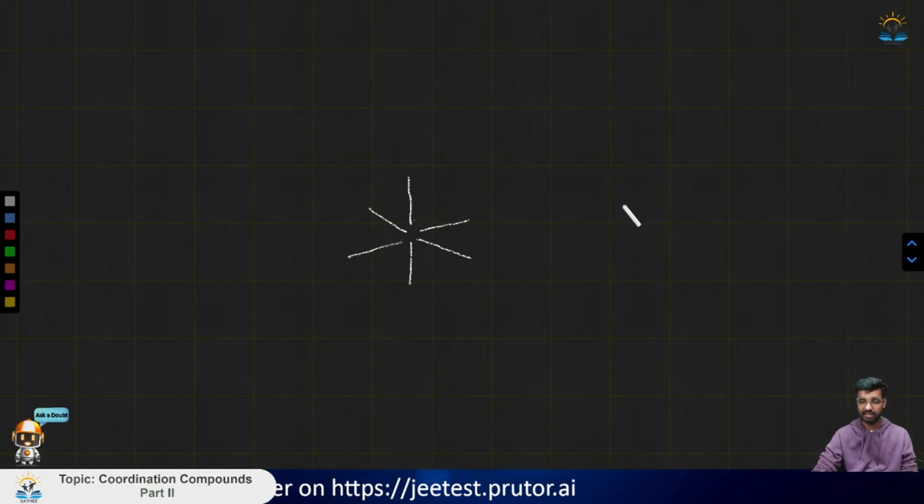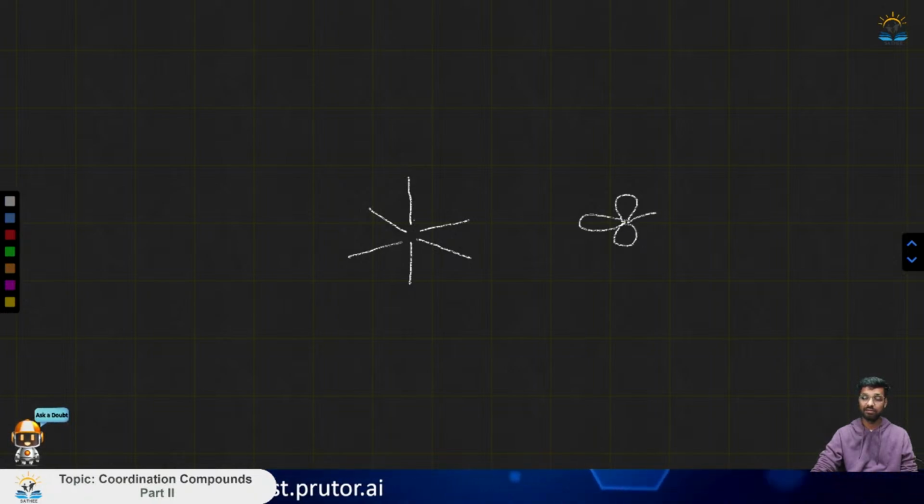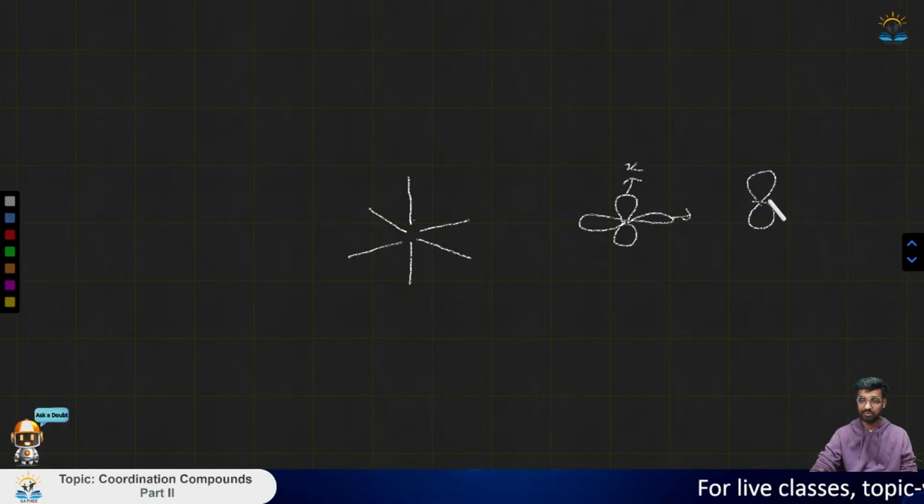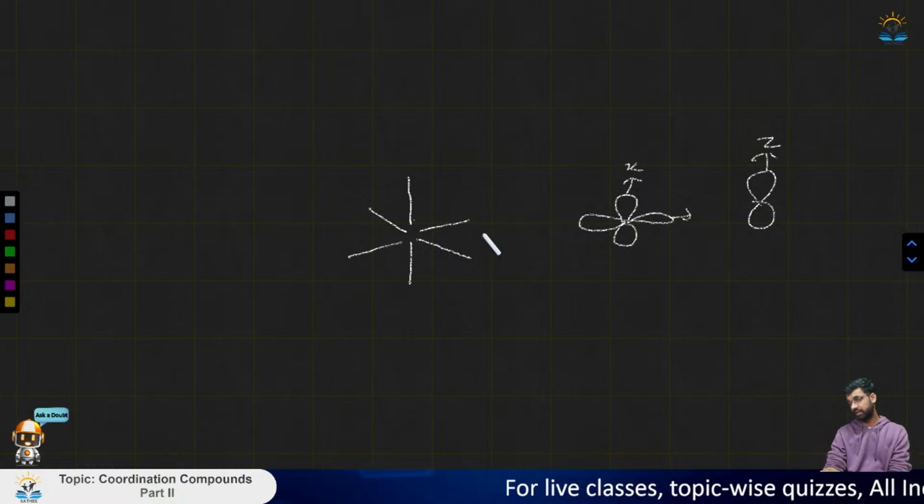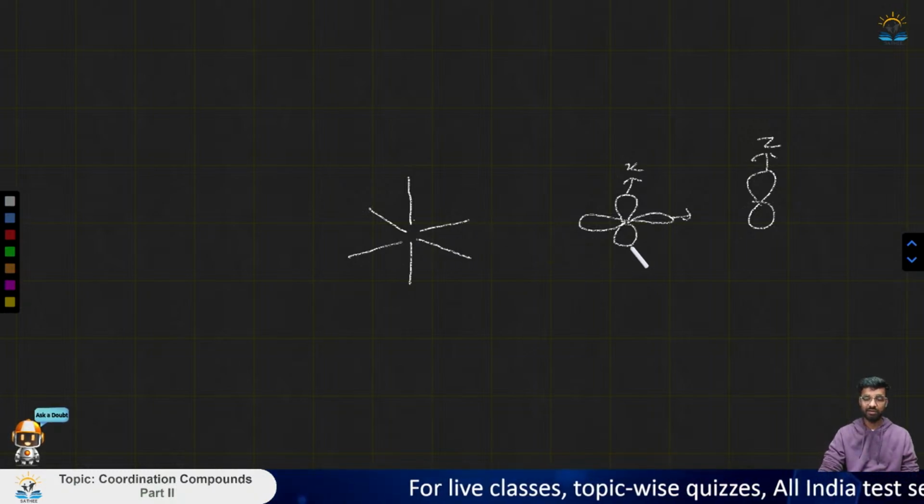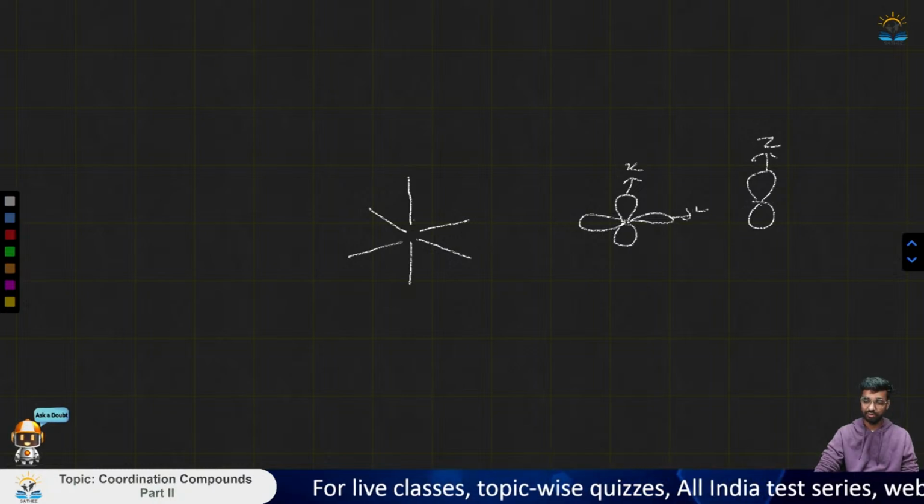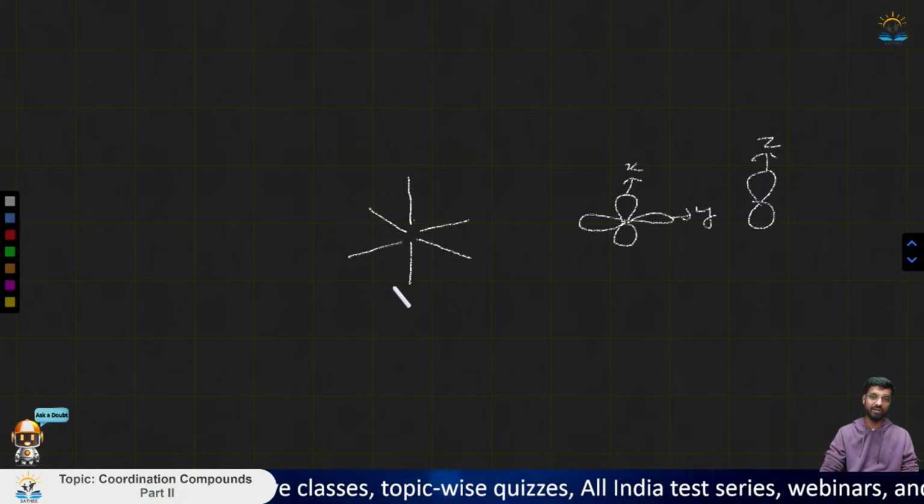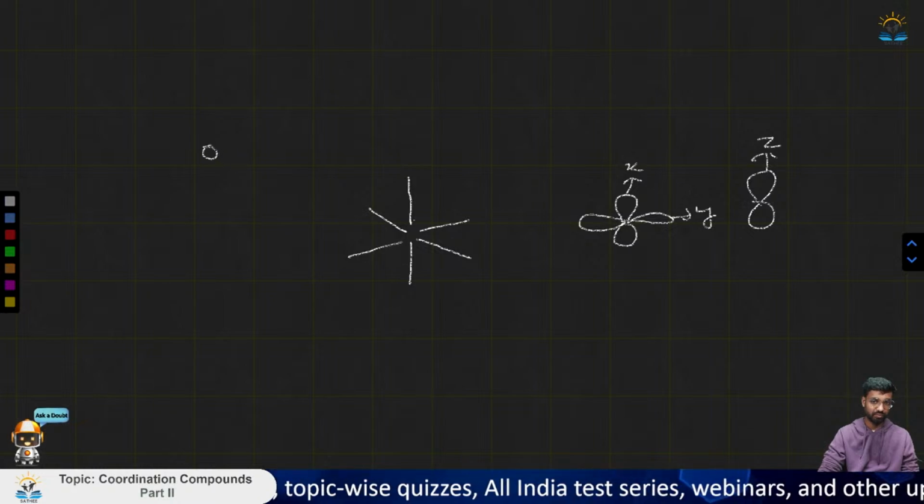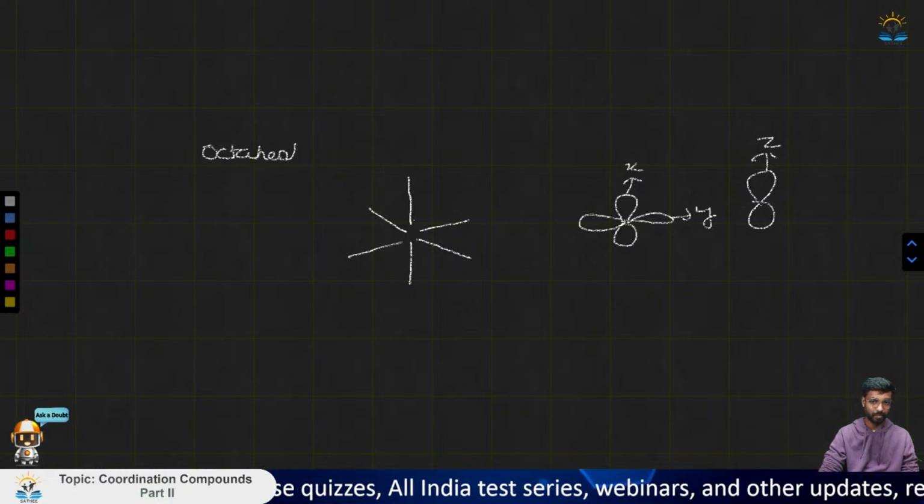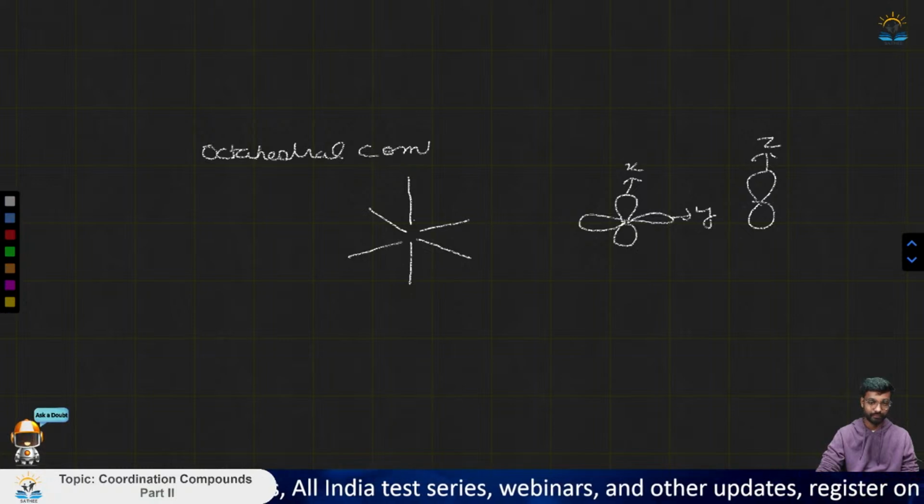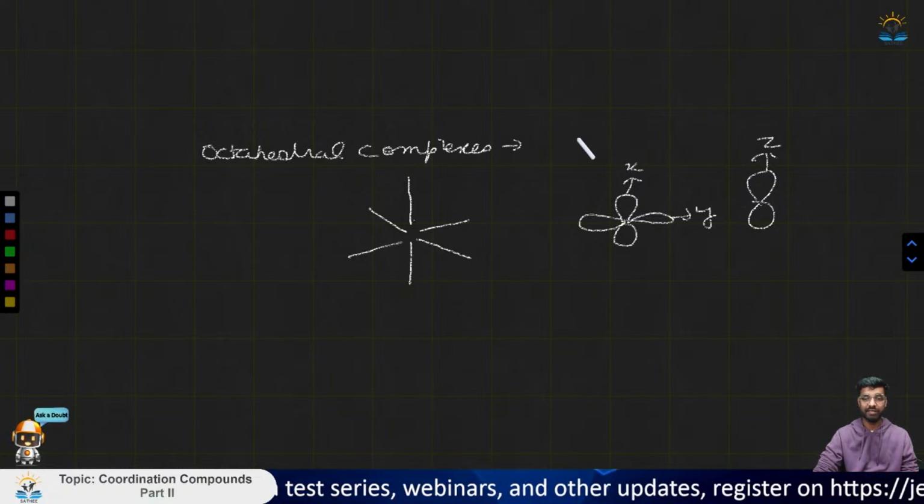Now you know very well that dx square minus y square and the ligands are oriented along the axis. This is x if this is y, and also dz square is oriented along the axis. Now due to this reason, we have this kind of involvement of the dx square minus y square. So those who want to know the concept behind it, it is the very reason, because we know that in octahedral complexes, so you must note this point, in octahedral complexes ligands approach along the axis.